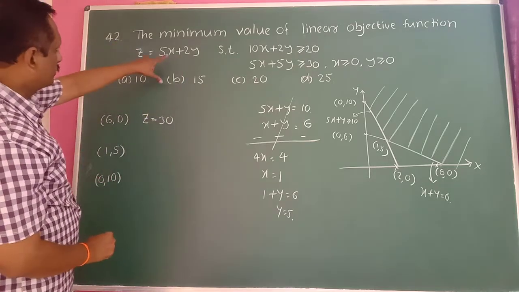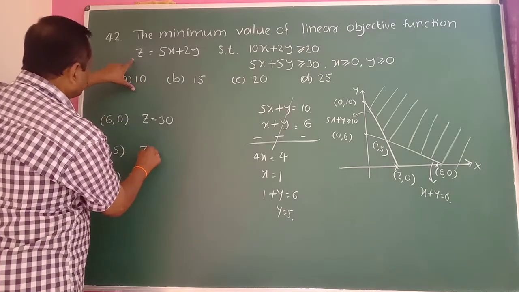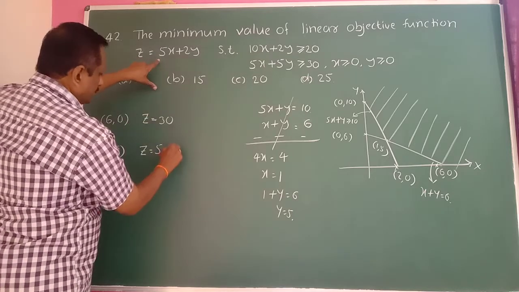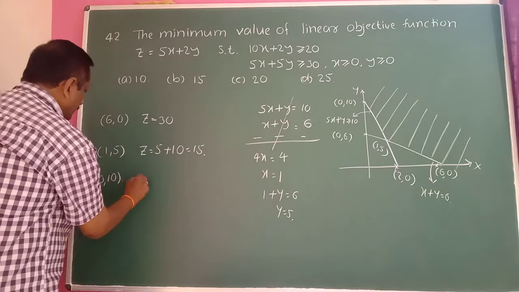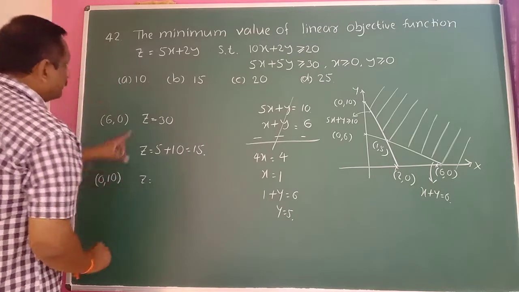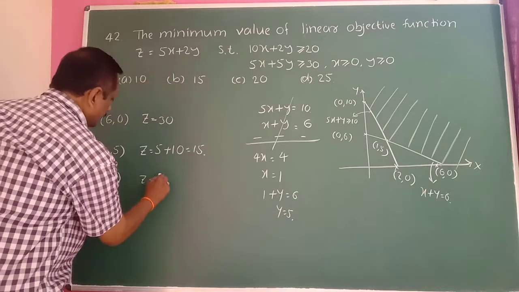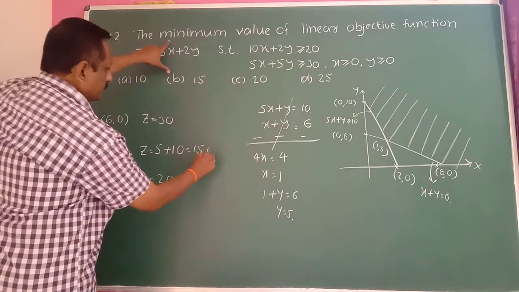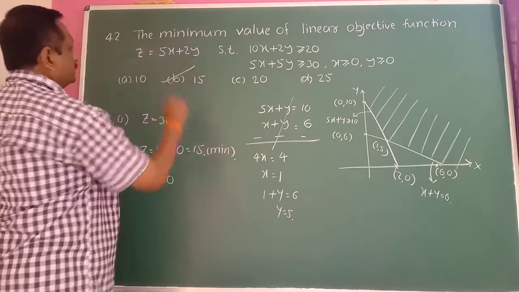Then put x equal to 1 and y equal to 5 here. So Z equal to 5 plus 5 2s are 10, which is equal to 15. And here put x equal to 0 and y equal to 10 here. 10 2s are 20. It is a 20. Here we want a minimum value, so the minimum value is 15 here. So B is the correct option.